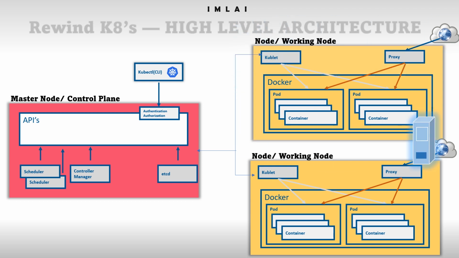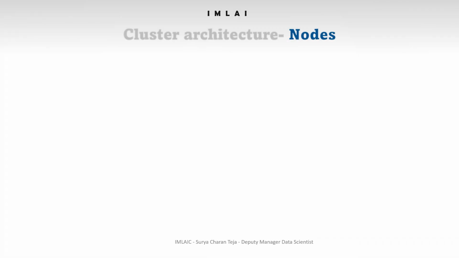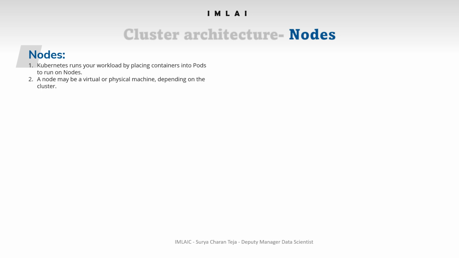Normally we use a cloud, so an EC2 instance could be our working node. One EC2 instance is our working node or maybe master node. Similarly, if you use a physical machine where you have created virtual machines, then a virtual machine could be our working node or master node. Each node is managed by the control plane and contains the services necessary to run pods.